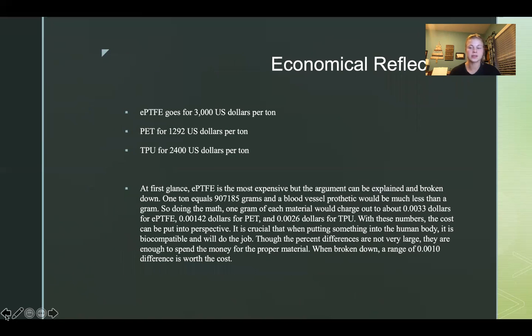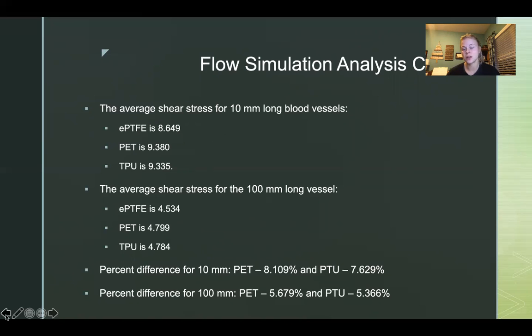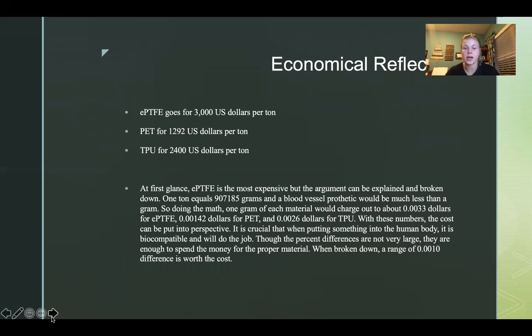And so that's just a little note, but now the economic reflection. I'll go back really quick. So based off of these numbers, based off of my flow simulation images, I have chosen the polytetrafluoroethylene. I think I said that correctly. Based off of the numbers, there is a significant difference between the effects, the shear stress on that material versus the other materials, as well as the economic reflection. It is the most expensive per ton, but I find it very significant to break it down to how much is going to be used.